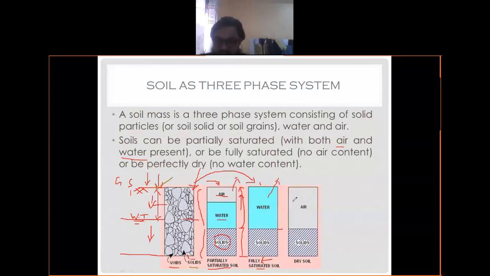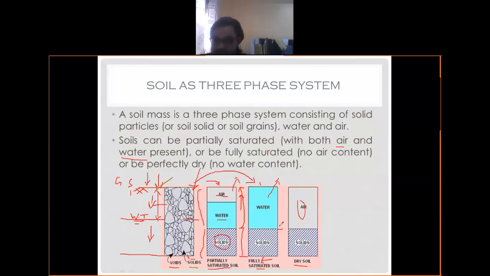So in the soil mass, the whole voids will be filled up with air. Now, if there is no water, you can say it's a dry soil. It's a very simple definition, right? It is very dry soil. So whenever we hear this term dry soil, you have to understand the voids are occupied by air only. There is no presence of water.